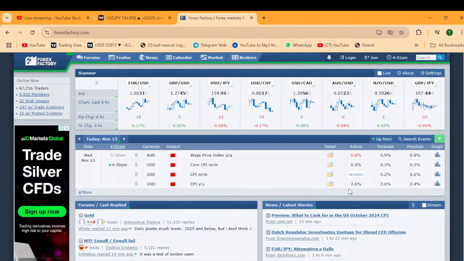So the data has remained the same. Nothing has changed. Only the year per year data has changed.